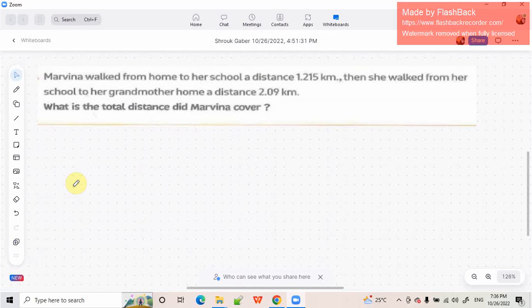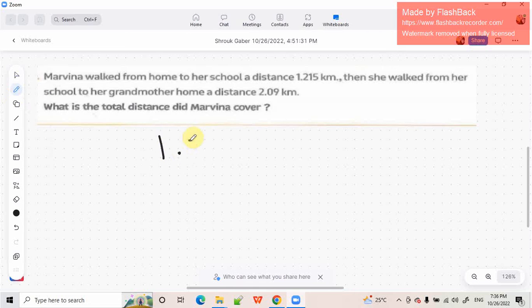Here he said Marvena walked from home to her school a distance of 1.215 kilometers. Then she walked from her school to her grandmother's home a distance of 2.9 or 2.900 kilometers. What is the total? Total means plus. Here we will make addition between two numbers.